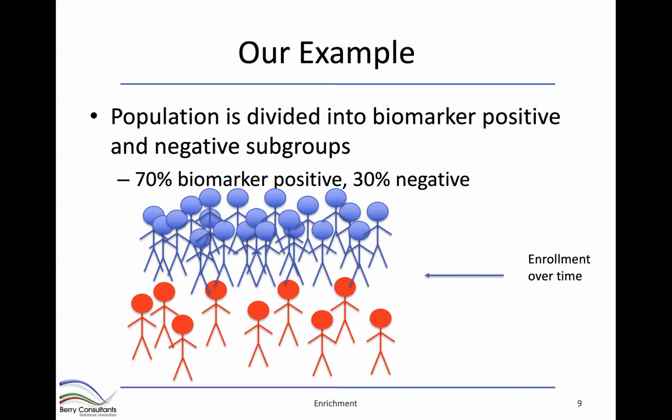So I've got all these little stick figures in here. You can think of my subjects that are arriving. These are all the enrollment over time. I've got a lot more blue, the 70% biomarker positive, and I've got the few reds, the 30% negatives that are also enrolling. Those would all be mixed and matched together. But as the trial enrolls, I get both of these populations coming into my trial.